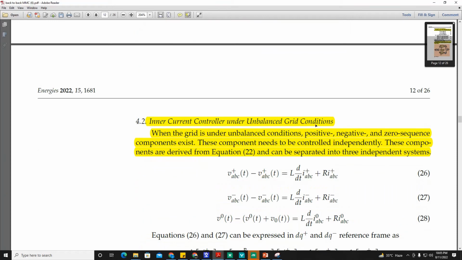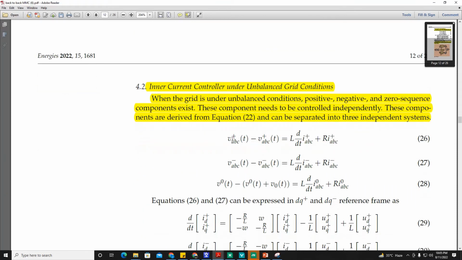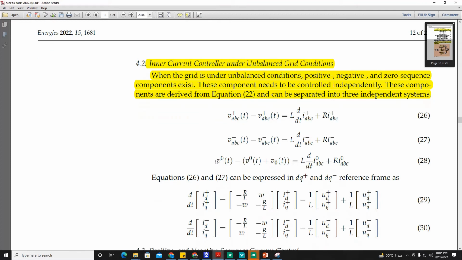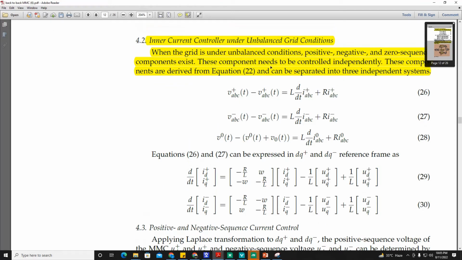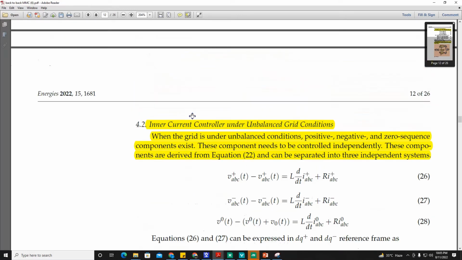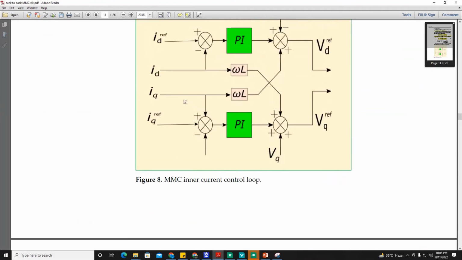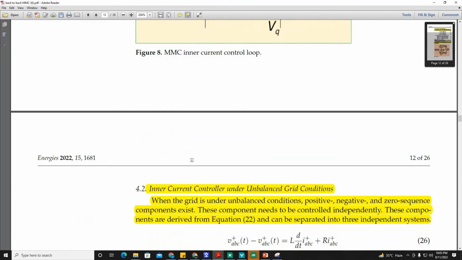If it is an unbalanced grid condition, there will be a positive sequence component, a negative sequence component, and a zero sequence component. As already mentioned, this YD transformer will eliminate and suppress the zero sequence component. But the inner current controller should now be responsible, in case of unbalanced grid condition, for eliminating both the positive sequence component as well as the negative sequence components. Here it was only the positive sequence component.